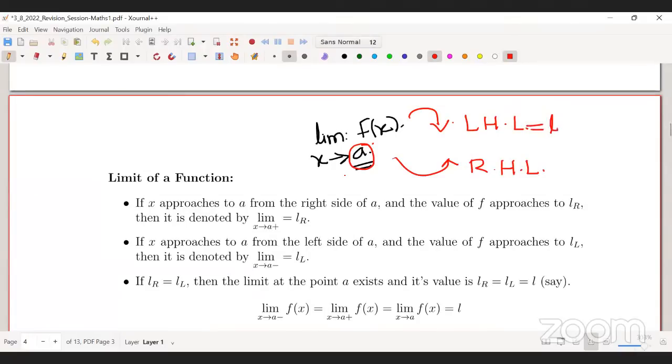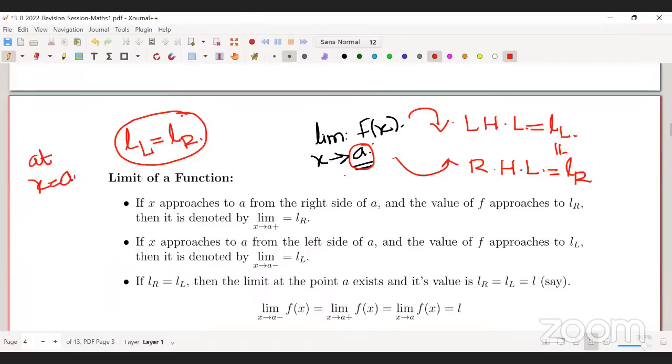I'll denote this by this one thing, and this is my right hand limit. So when the left hand limit and right hand limit match, then you can say that the limit of this function at point a exists, and the limit is precisely this one. When the left hand limit and right hand limit at a point match, then you say that the limit of the function at x equal to 0 exists, and the limit of the function is nothing but this one.